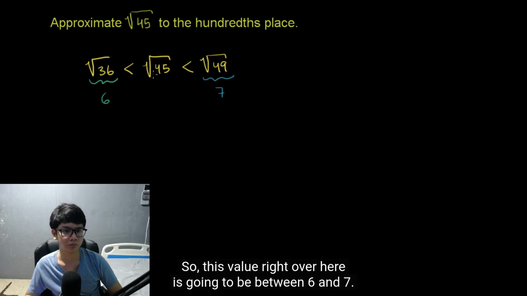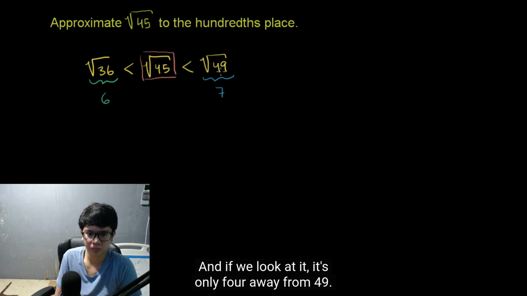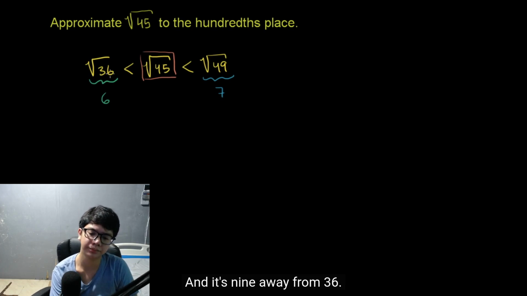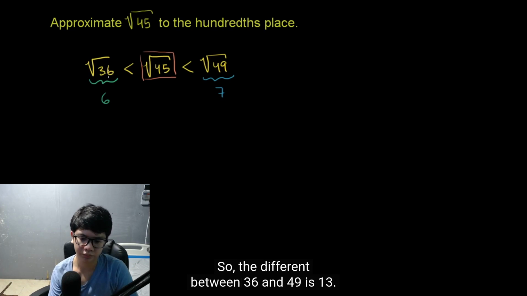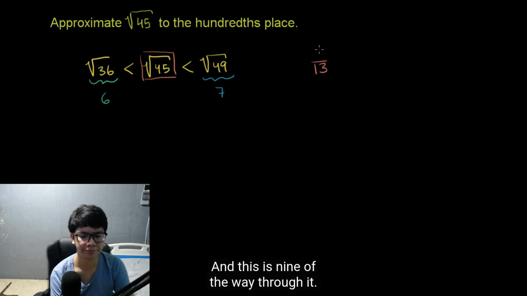So this value right over here is going to be between 6 and 7. And if we look at it, it's only 4 away from 49, and it's 9 away from 36. So the difference between 36 and 49 is 13. So it's a total 13 gap between the 6 squared and 7 squared. And this is 9 of the way through it.